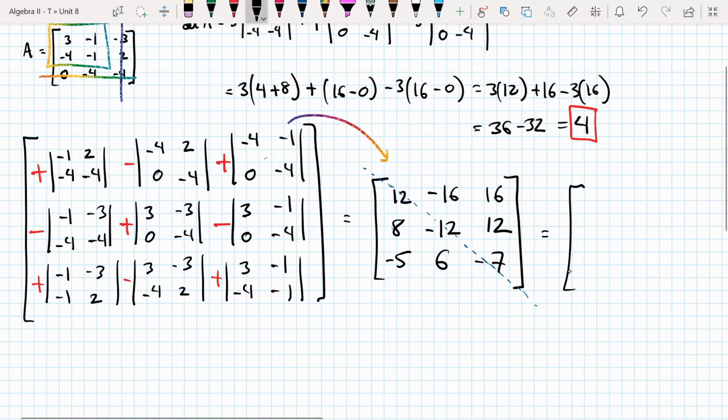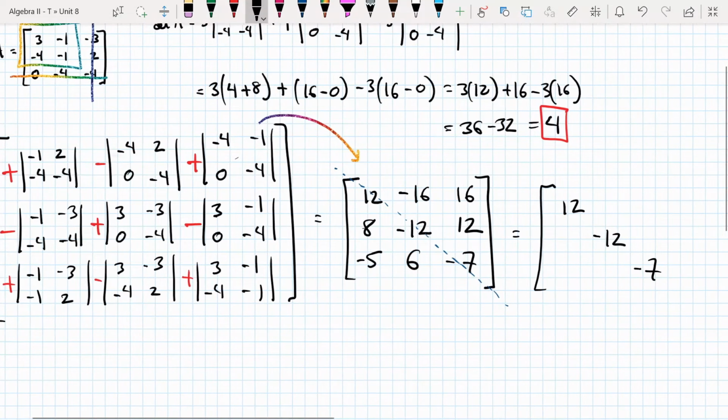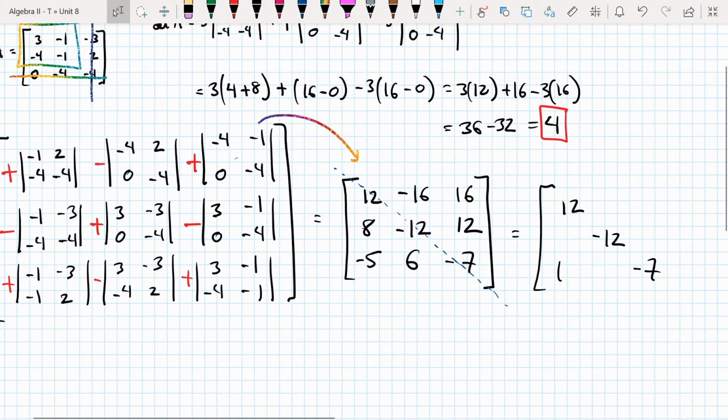So the diagonal in the front stays the same. The 16 and the -5 will switch. These are going to switch. So -16, positive 8. These are also going to switch. So 12 and then positive 6. Okay, we are almost done.